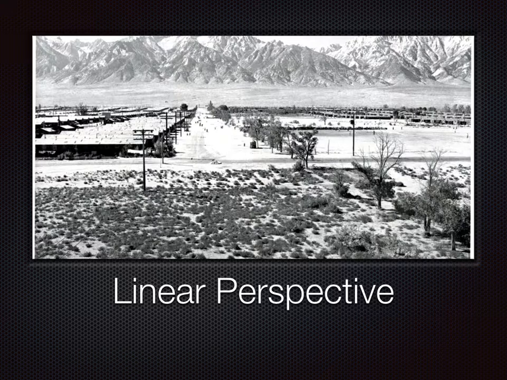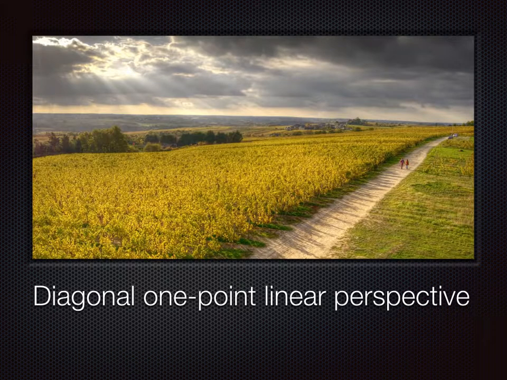All right, and then I mentioned again, this is the frontal one-point linear perspective. What we see here, if the vanishing point is to one side or the other, such as it is here, this is called diagonal. So this is a diagonal one-point linear perspective.